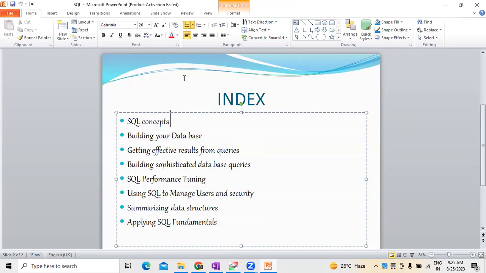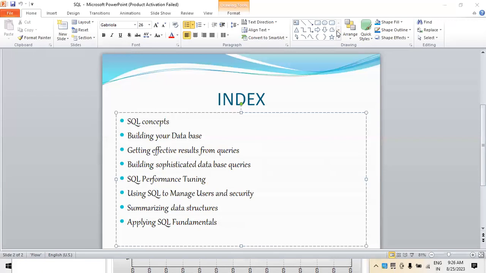Followed by this, I'm going to cover the different commands in SQL, like what are the different types of commands we have. At the same time, understanding the overall structure of SQL. All these things are explained under the first part, which is called SQL concepts.